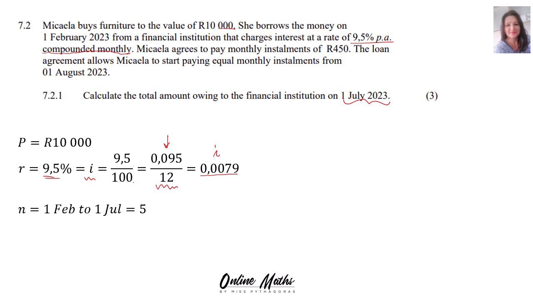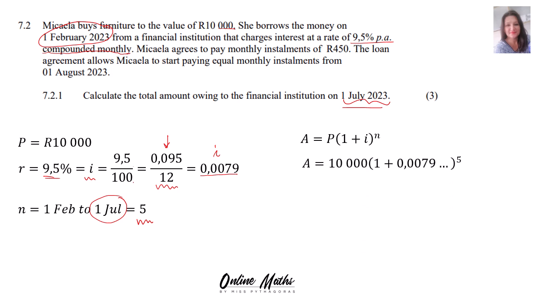The time here is from the 1st of February up to the 1st of July. Yeah, it says July. So that gives you a total of 5 months. Into the compound interest formula, we will substitute. In P's place, 10,000 Rand, bracket 1 plus 0,0079. Remember, it's this I now, and then our time raised to the power of 5 from Feb to July.